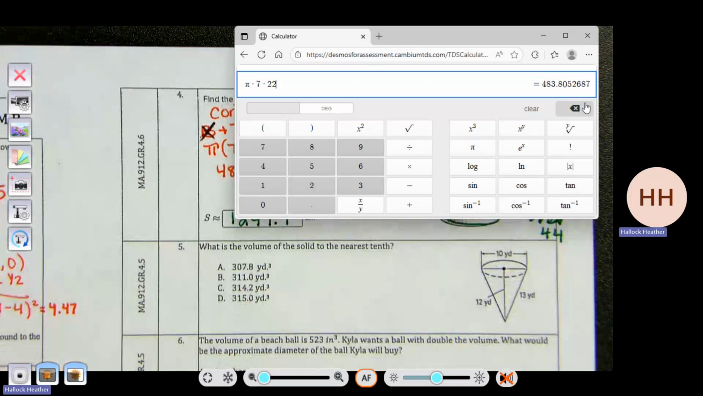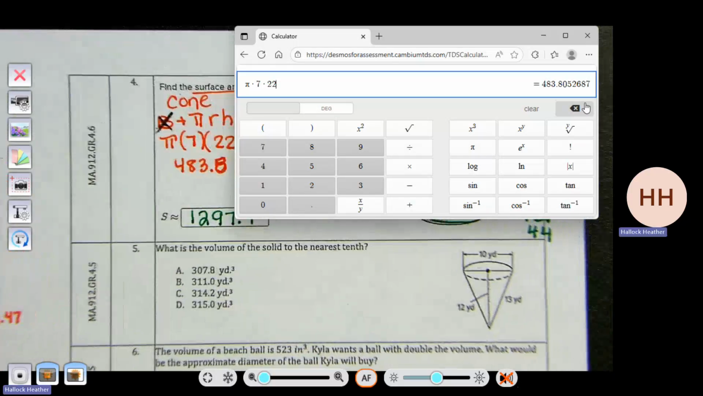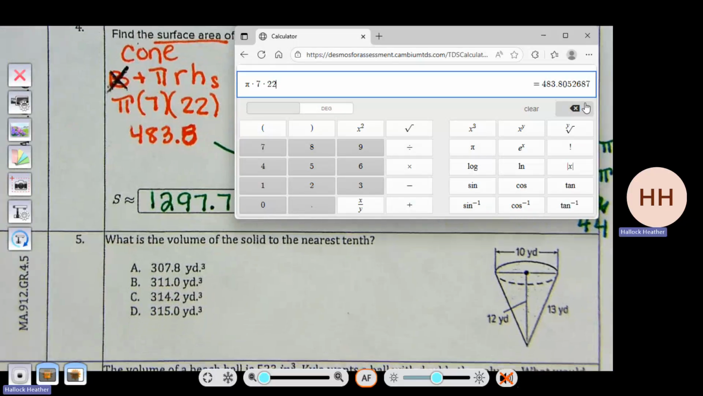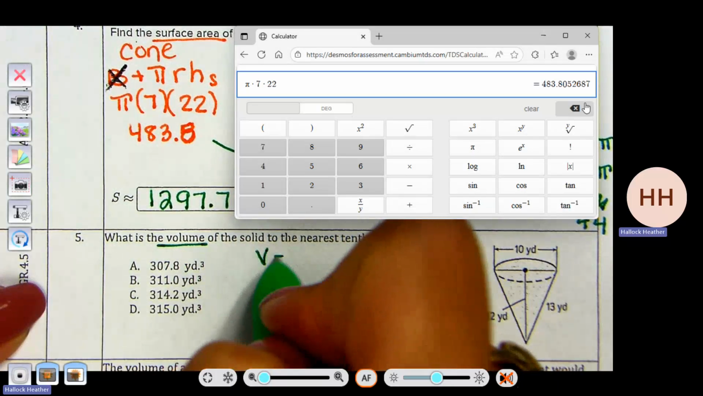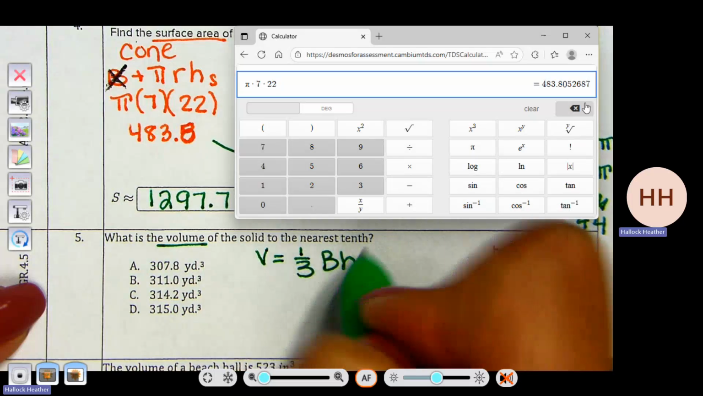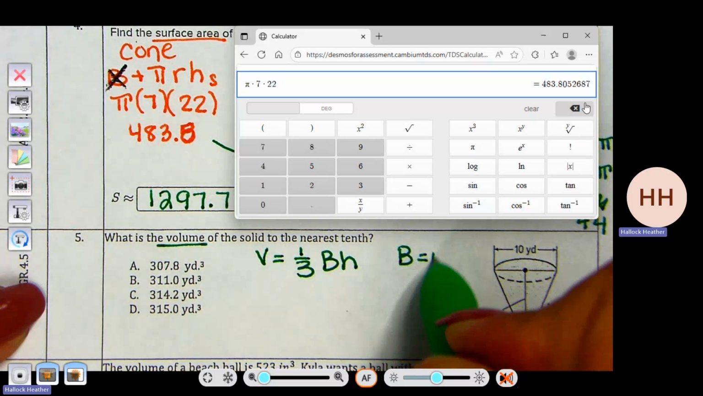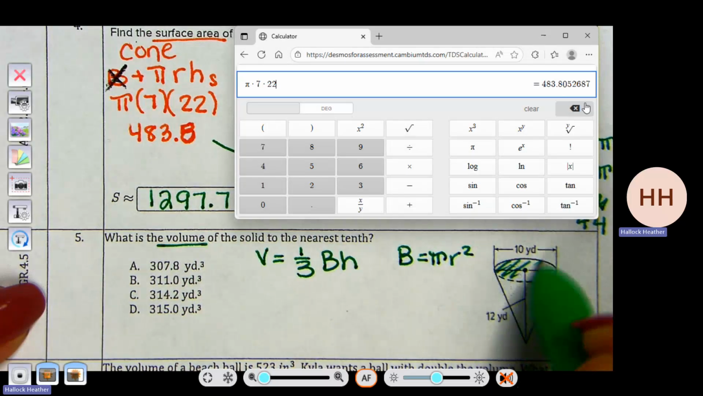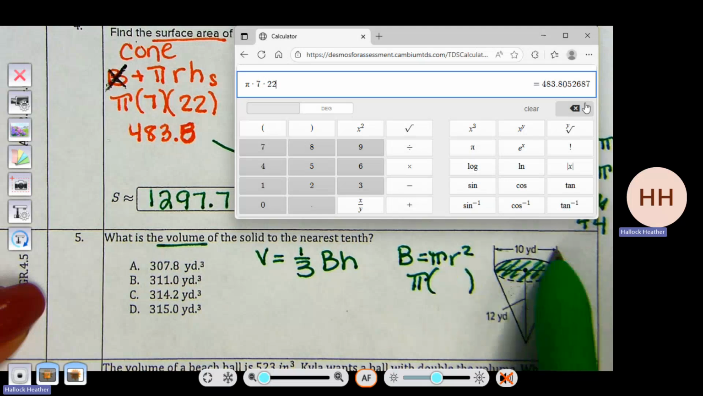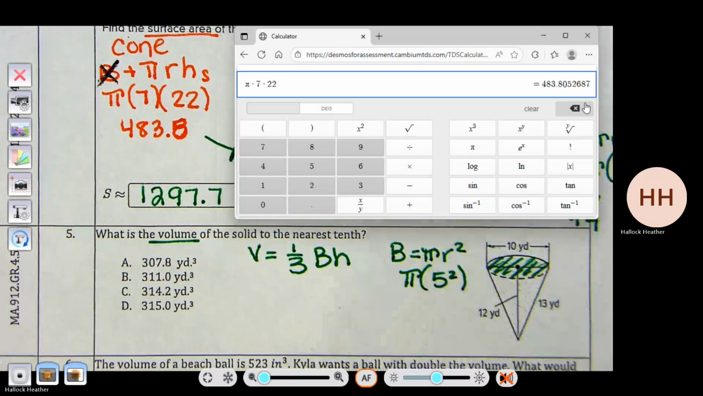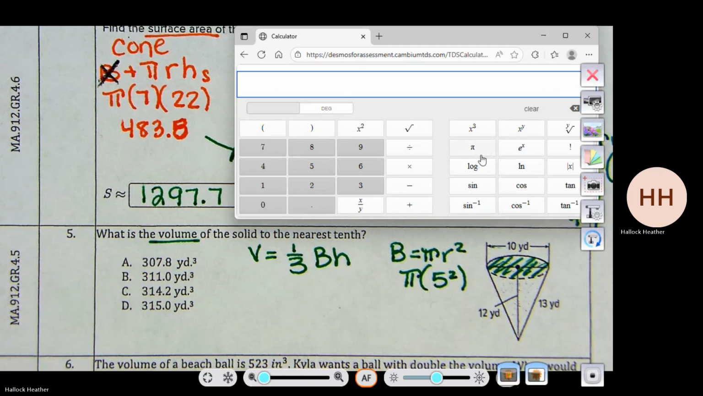The next problem says, what is the volume of the solid to the nearest tenth? The next problem is a cone, so I'm using volume of a cone. A cone is 1/3 big B H. Big B, off to the side, we're going to do pi r squared because the base is a circle. Because they give me the whole distance is 10, I'm not using 10, I'm using 5 for the radius. So 5 squared times pi.